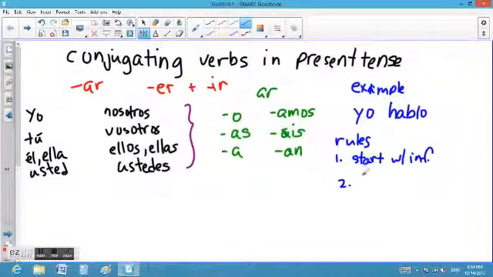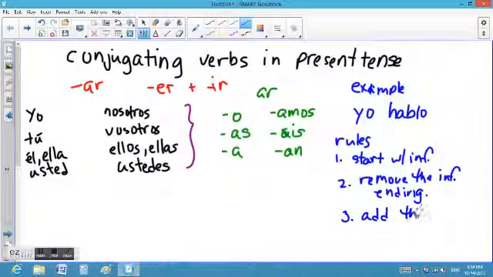Okay, and the second thing you're going to do is remove the ending of the infinitive. And then the last thing you're going to do is add the corresponding ending.